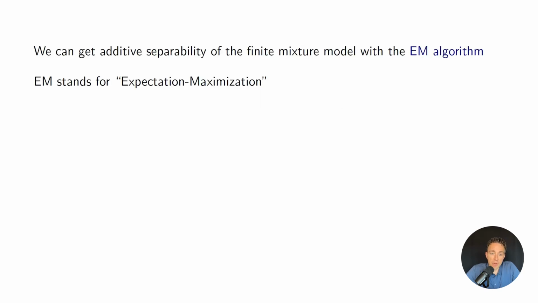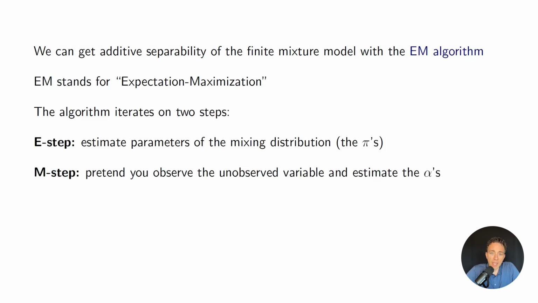So the name of the game with the EM algorithm is that we want to restore additive separability to this finite mixture model. As I mentioned before, EM stands for expectation maximization, and there are two steps to this, hence the E and the M. In the E step, we estimate the parameters of the mixing distribution, which in this case would be the pi s's. Then in the M step, we're going to pretend that we observe the true group that each unit in our sample belongs to. Using that information, we're going to estimate the alphas sequentially, like we talked about in the prior video when we assumed that we could observe S.